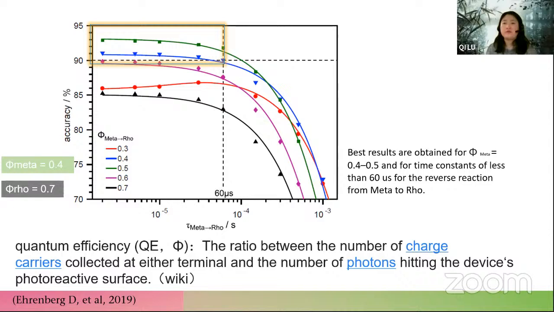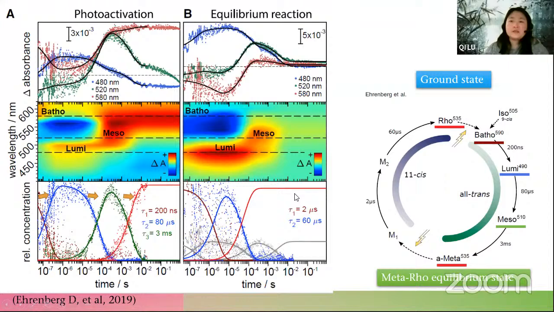We can see that this decay requires 60 microseconds, and that's how we get this result. That's the speed of its decay, how it changes from the highly efficient equilibrium activated state back to the ground state. It requires 60 microseconds.